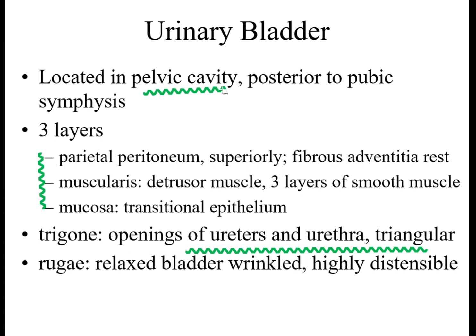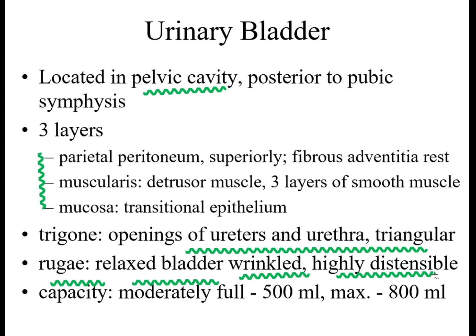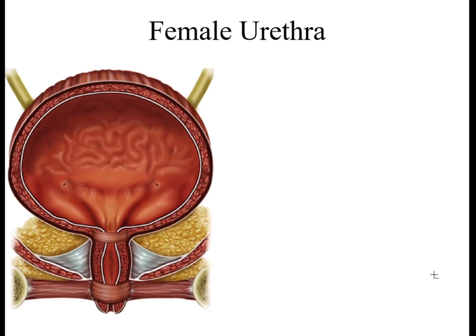Next are the rugae. The rugae are the folds of the relaxed bladder. It is relaxed and wrinkled, and highly distensible, right? The capacity when moderately full is 500 ml and the maximum is up to 800 ml.